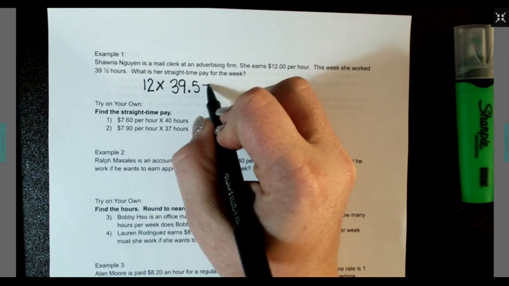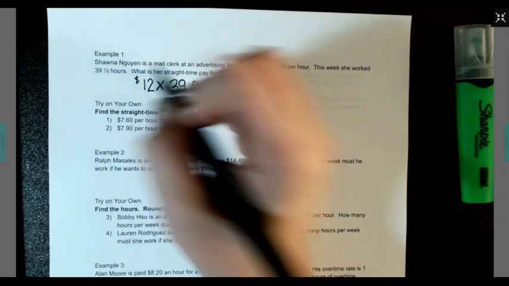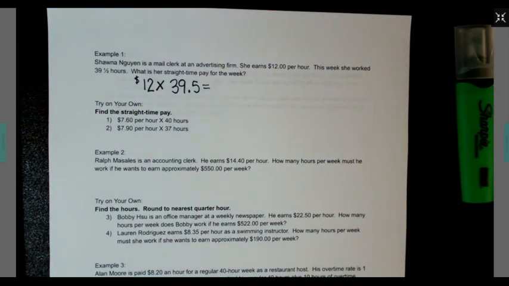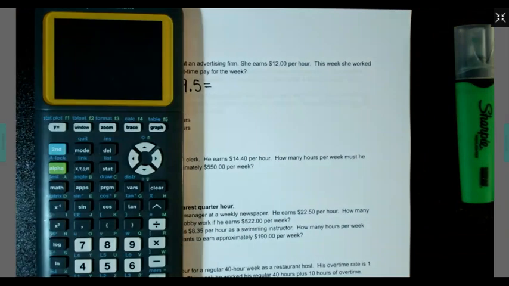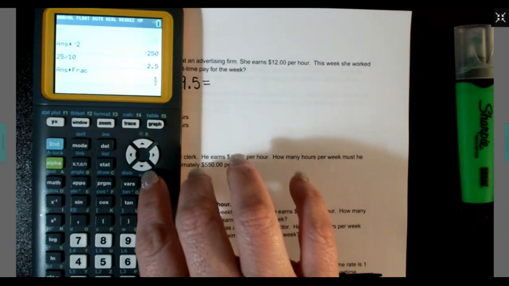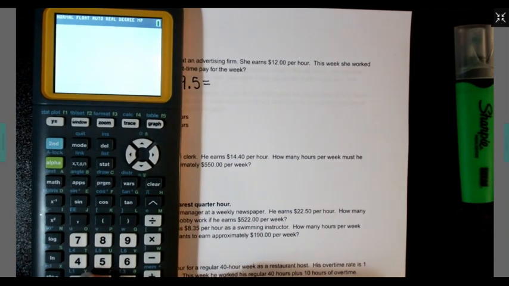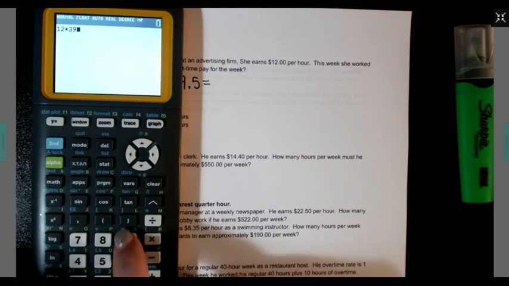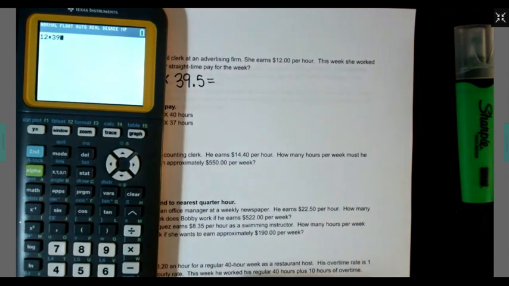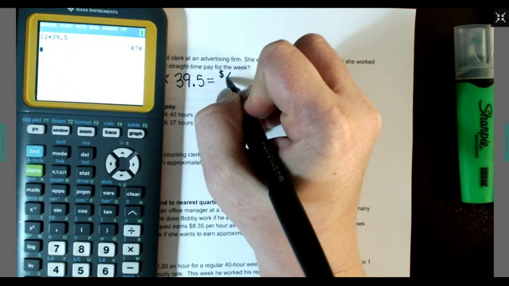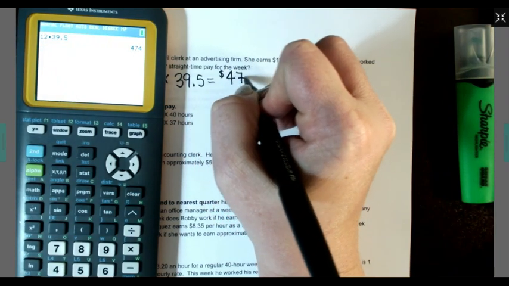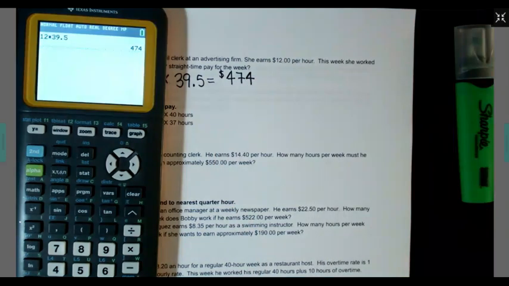Okay? Now remember that we are dealing with money, so when we write our answer, we want to make sure it's in the form of money. So I'm going to take my calculator and I'm going to do exactly what it says. $12 times 39.5. So that means that Shauna earns $474 for the week.